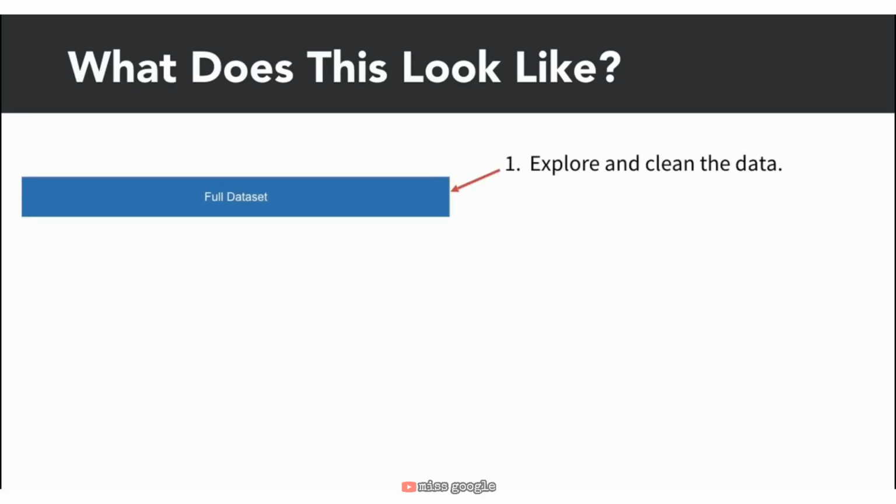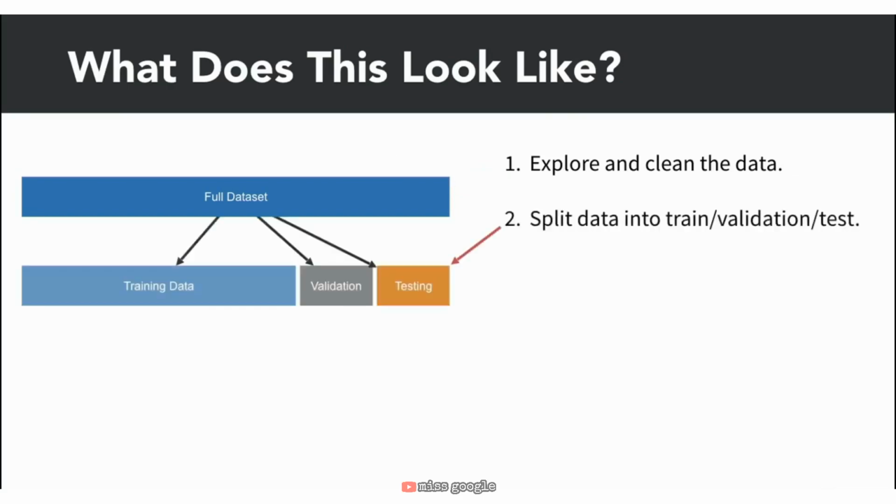The first step is going to be exploring the data to really understand the type of features we have, what they look like, what their shape is, how they relate to each other, and how they relate to the target variable. Then we'll use some of those learnings to clean up our data. Again, this is all done on the full data set. Then we'll split our data into the training, validation, and test set.